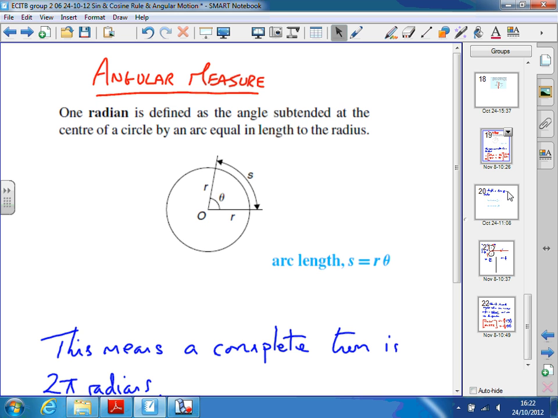So first of all, a definition of radian. The radian is a measure of angle, and it's defined as the angle subtended at the center of a circle. In other words, the angle is measured from the center of a circle going round by an arc equal in length to the radius. So if this arc length S equals the radius, then we've got 1 radian. So theta would be 1 radian.